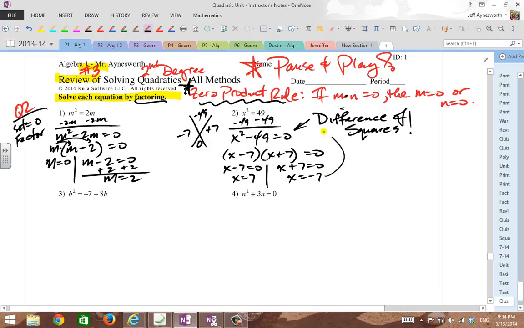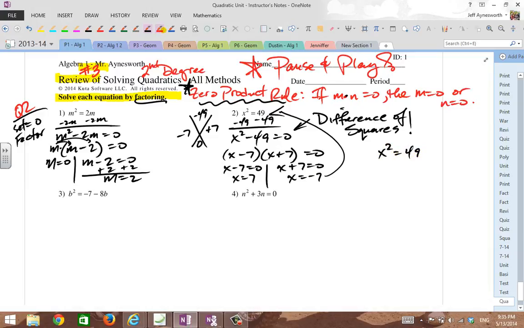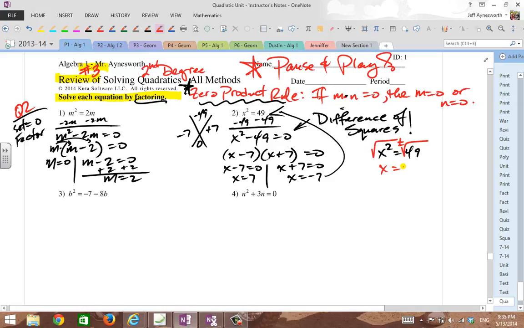Okay, not only that, if you take these answers back up here and substitute them in the original equation, 7 squared is 49, and guess what? Negative 7 squared is 49. By the way, just so you know, x squared equals 49 can be solved by our other method here, by square roots. We could square root both sides, put the plus or minus symbol in there, and get x equals plus or minus 7 the quick way. So this one can be solved by two different methods here, by square roots or by factoring.